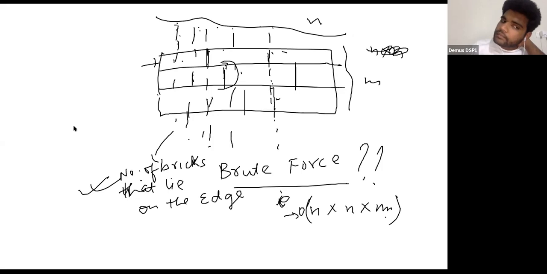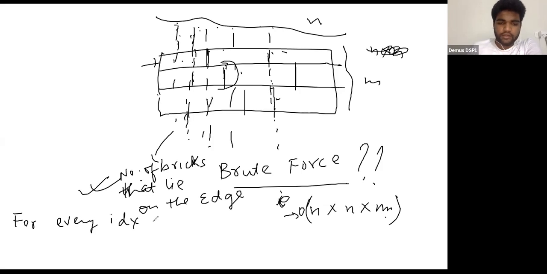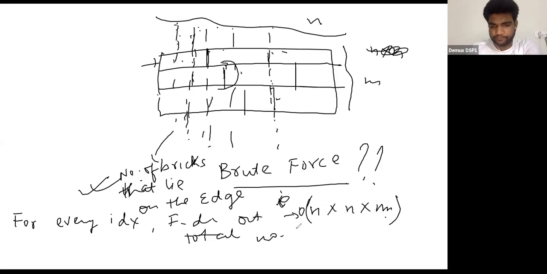So this is basically the brute force way of doing it. Now let's think about where we can optimize it. So what are we doing here? For every index, we are basically finding out the total number of bricks that pass through the edge. So this is one way of thinking. For every index, I am finding out the total number of bricks on the edge.